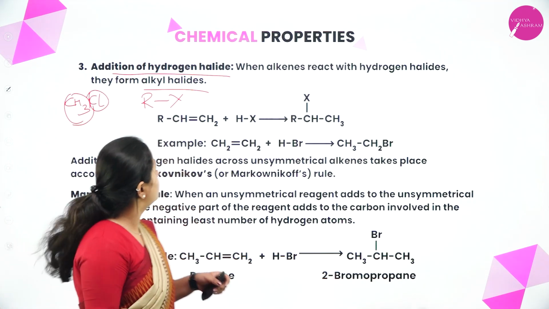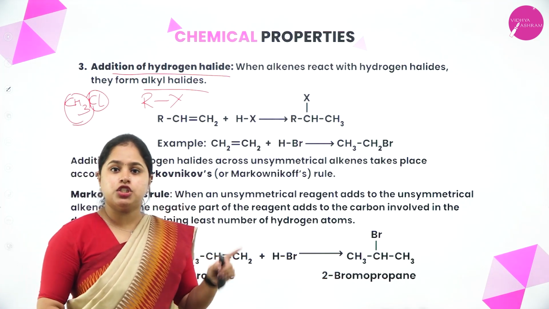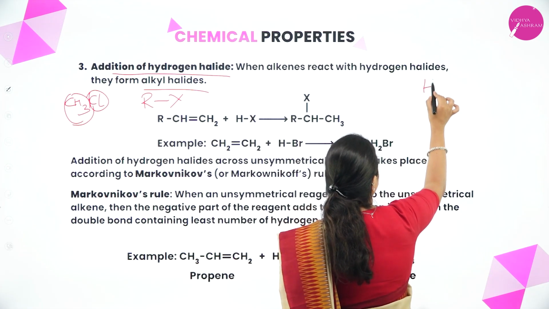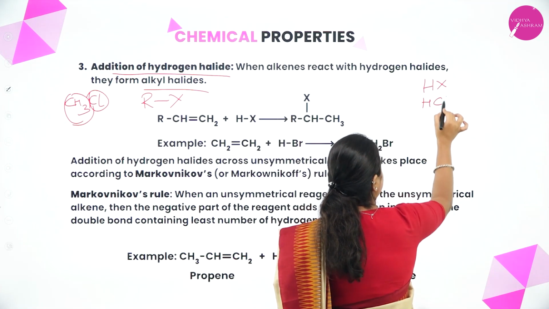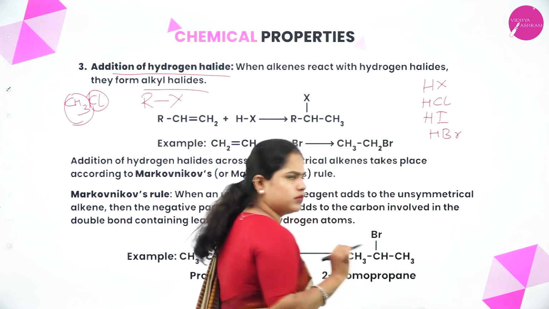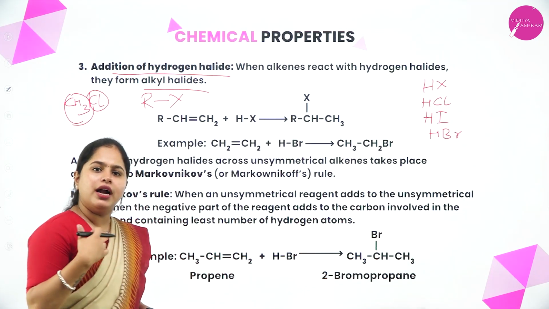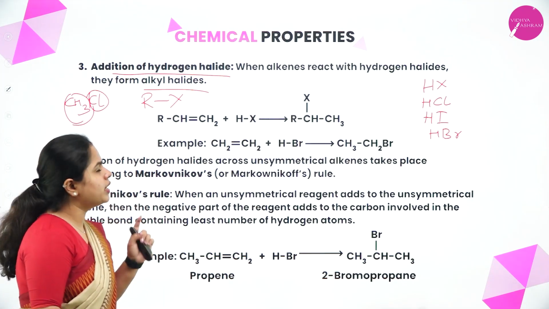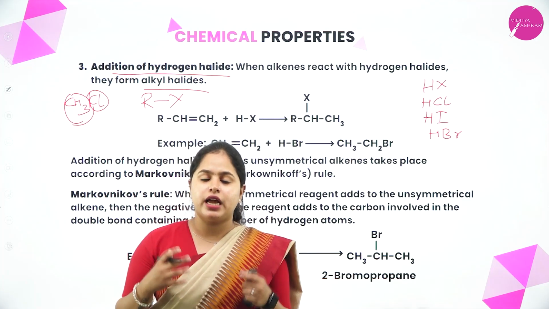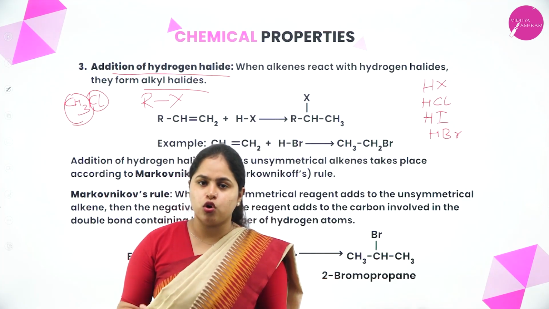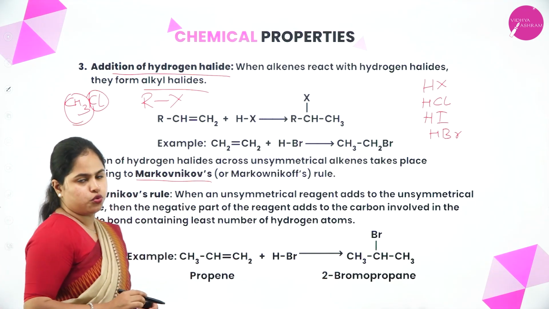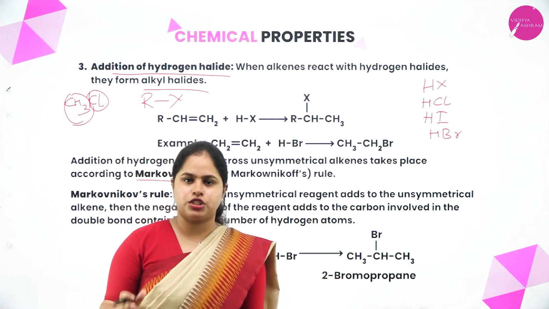So what we are going to do here? Addition of hydrogen halide. So hydrogen halide means what? We can represent it as HX. That means it can be HCl, HI, HBr, etc. Okay, so we are going to add hydrogen halide and we are going to get alkyl halide. But this reaction is important because it follows a very important rule which is called Markovnikov's rule. According to this rule, this reaction will take place.